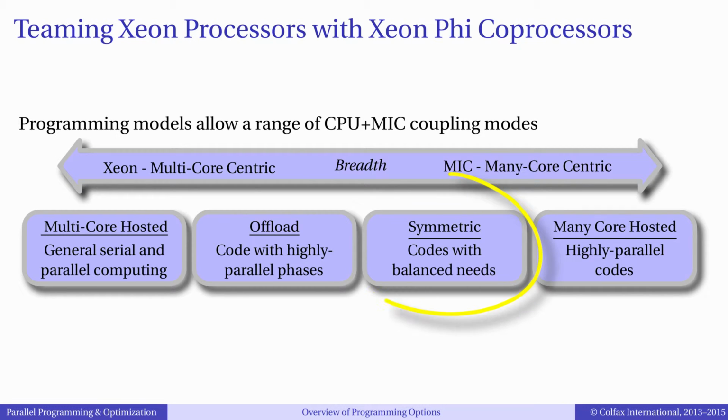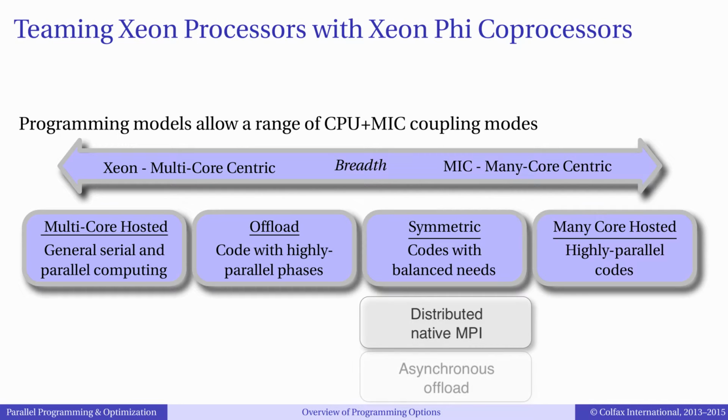Next, we have the symmetric approach, where both the processor and the coprocessor run the same application, but the workload is partitioned between them. This can be implemented either with the native model or with the offload model. This approach works best with applications that scale well on both Xeon processors and Xeon Phi coprocessors. The application may perform better on the Xeon Phi than on a CPU. However, if you already have a powerful CPU in the system, why not use it? This is where the symmetric approach helps.